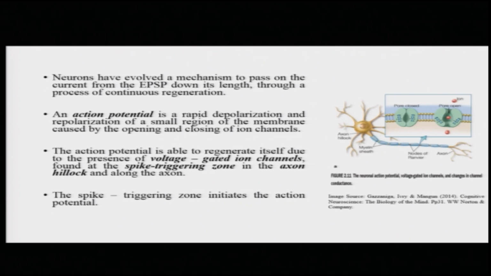Now, this action potential is able to regenerate itself due to the presence of voltage gated ion channels, which we have talked about, found towards the spike triggering zone in the axon hillock along the axon. If you can see in the cell body, there is a part where all of these axons are converging, and that is referred to as the axon hillock. This creates the spike triggering zone that initiates the action potential in this particular neuron.